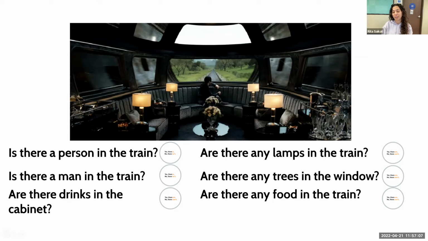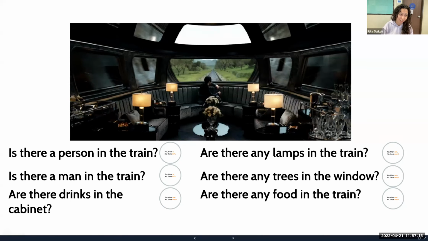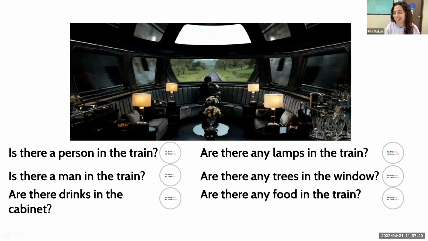Is there any food in the train? No, it doesn't look like it, right? I don't know. No, that does look like a food cart. But yeah, so you can say yes, you can say no. Yes, there is, or no, there isn't.